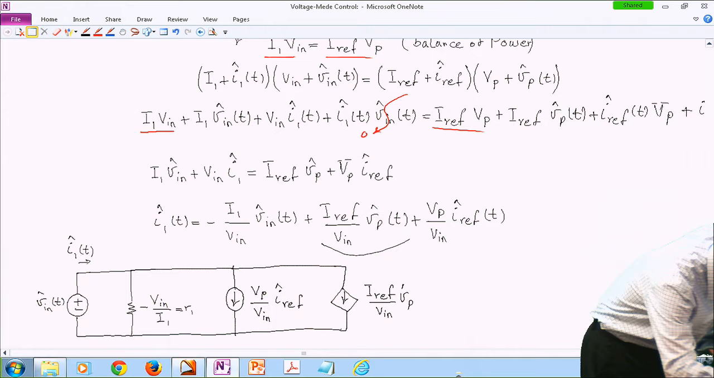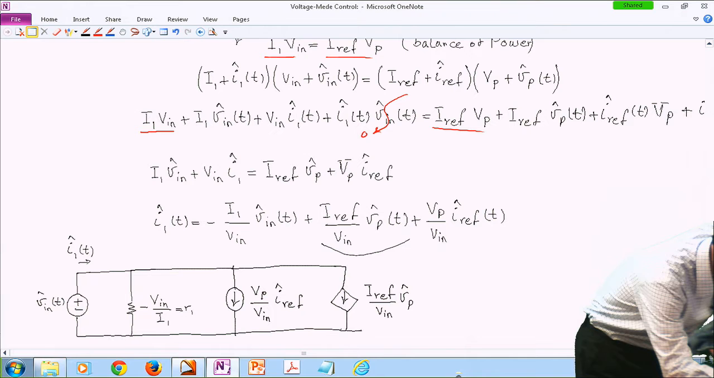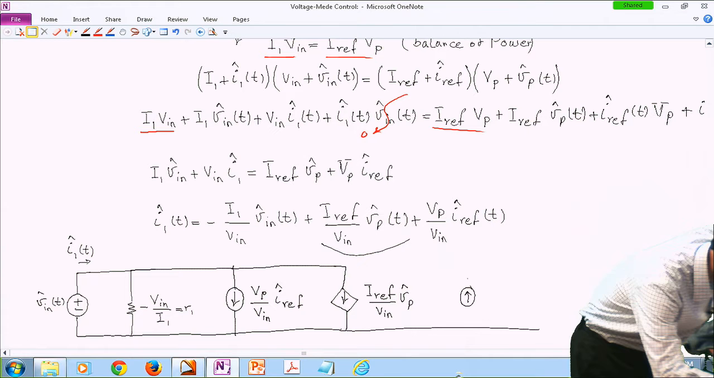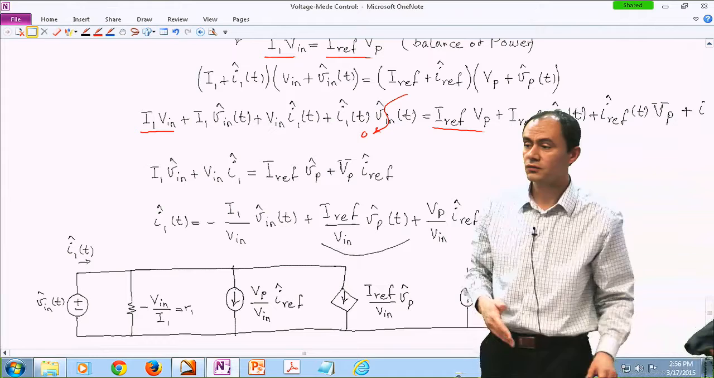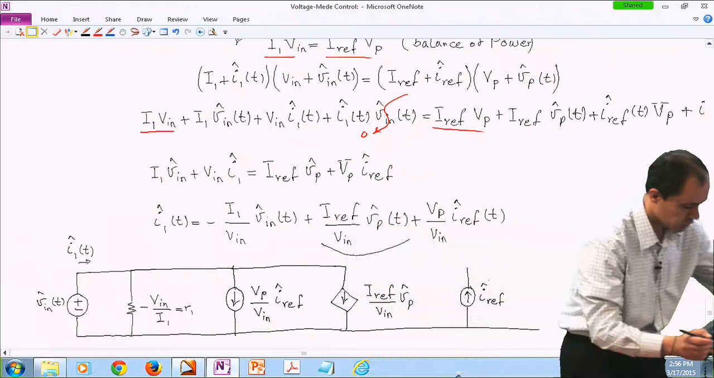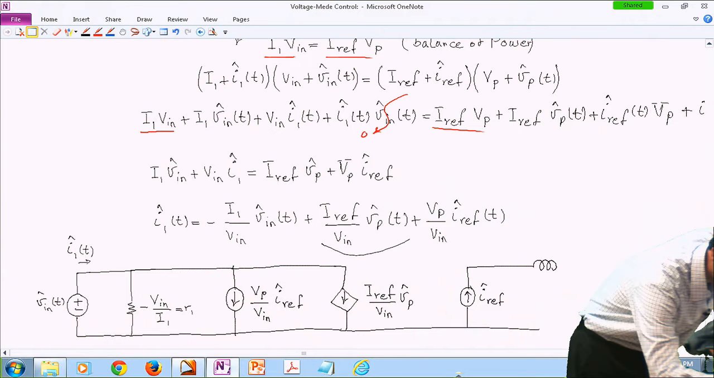Okay, and what about VP itself? So remember, the original approximation or assumption that we made was that the inductor current is following its reference. So to demonstrate that, I'm putting them in series with each other. This way the inductor current is always following this reference. And this is P.